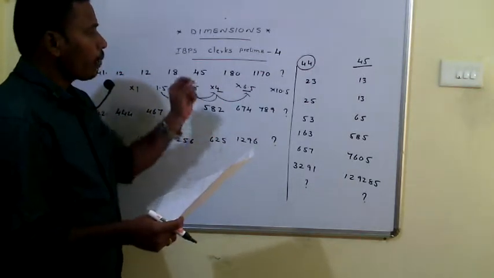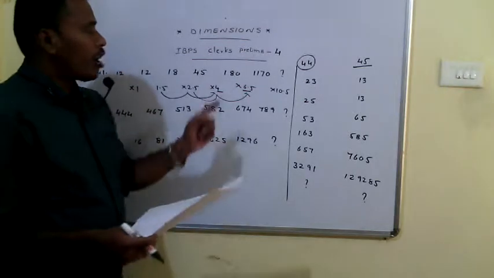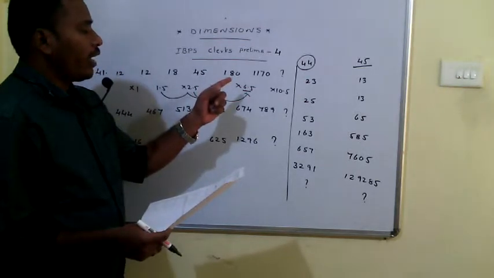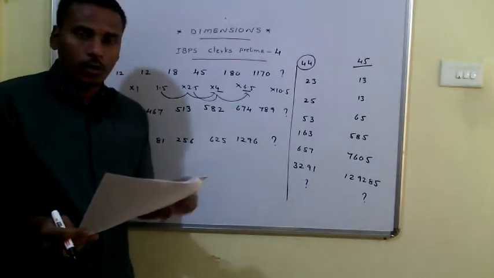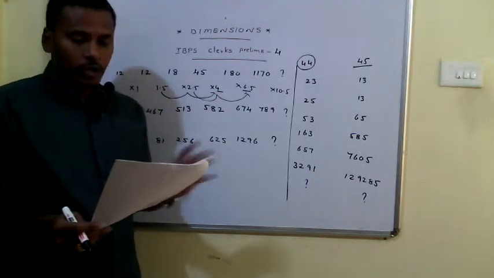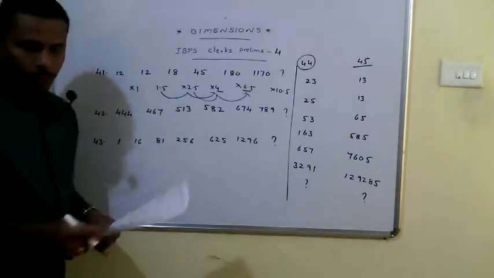Plus half of that value. Half of that value means 585. 11,700 plus 585 gives us approximately 12,285. That is the answer for the 41st problem.